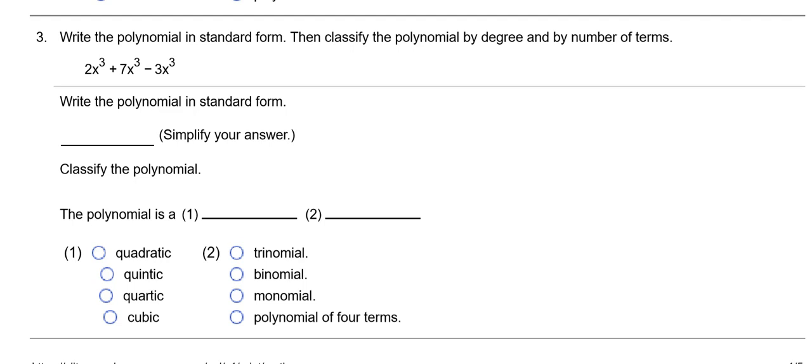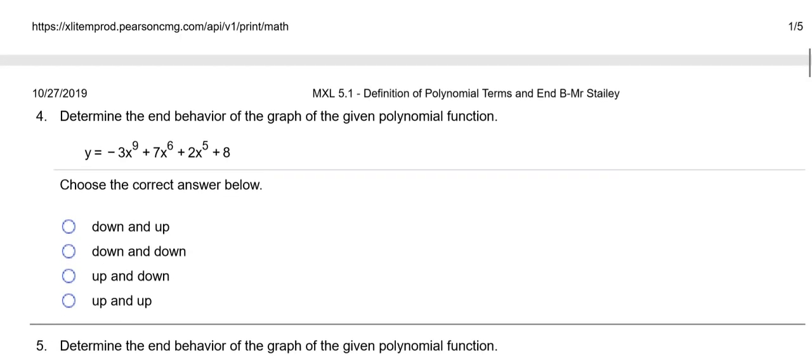Several of you are realizing that these were like terms and we could add them together. So what is 2 plus 7 minus 3? So the standard form answer was pretty simple. It was not a complicated polynomial. And how would you classify it? Cubic, monomial. Right? Degree is 3. But there's only one term. Several of you got that too.